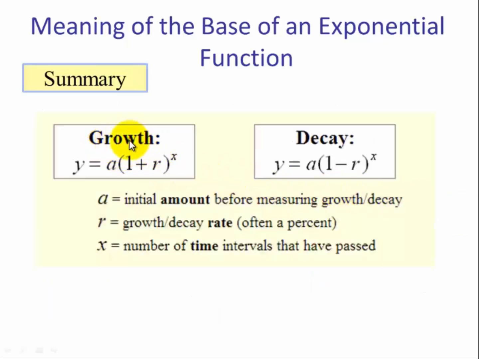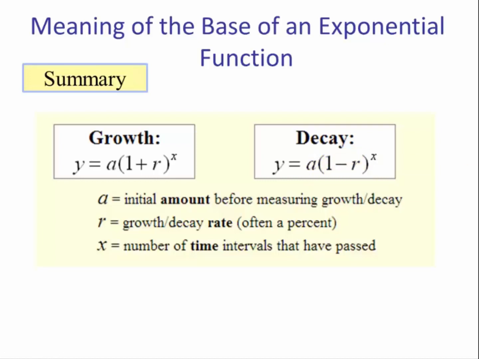If there is an exponential growth, then the base is 1 plus r, where r is the growth rate. If it's a decay, then it's 1 minus r, where r is the decay rate. So 1 plus r or 1 minus r is the base. If it's a growth, it's going to be bigger than 1. If it's a decay, it will be less than 1, but it will not be negative. The base can't be negative for an exponential function.